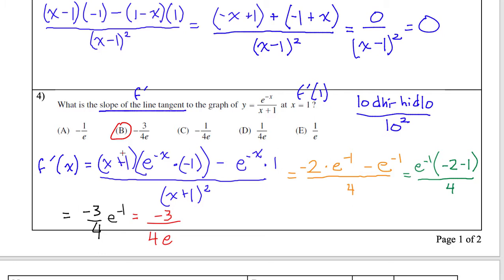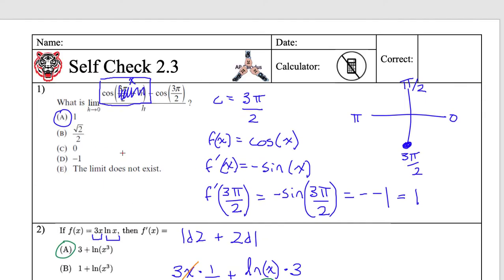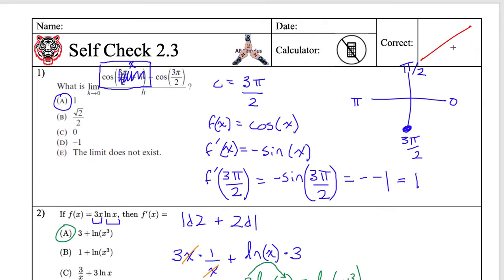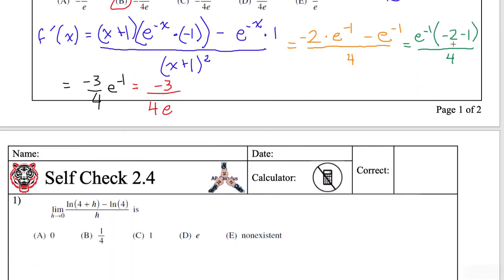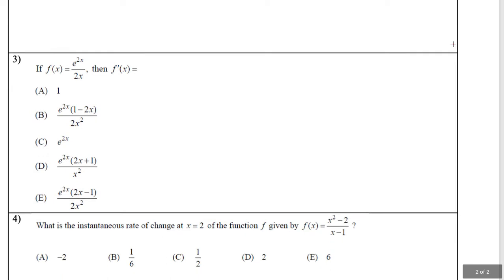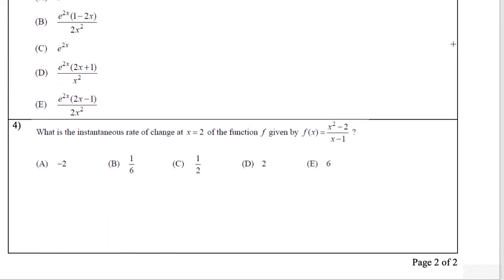Whew, that was a lot of algebra. Again, go ahead and give yourself the correct points out of 4 for this one. And then you may begin on self-check 2.4. It is 4 questions. You need to average a pace of 2 minutes per question. That means you're giving yourself 8 minutes for your timer.